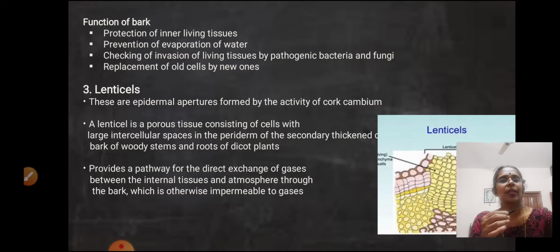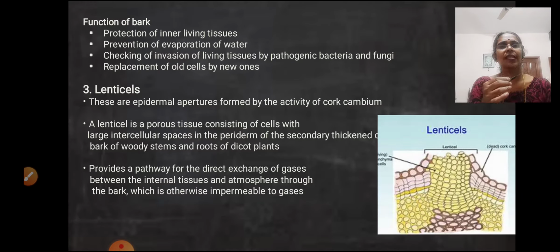So next, coming to the lenticels. What is a lenticel? These are the epidermal apertures formed by the activity of the cork cambium. You can see the porous tissue in the diagram consisting of cells with large intercellular spaces in the periderm of the secondary thickened tissues, and these are called the complementary cells. It provides a pathway for the exchange of gases between the internal tissues and the atmosphere through the bark, which is otherwise impermeable to gases.